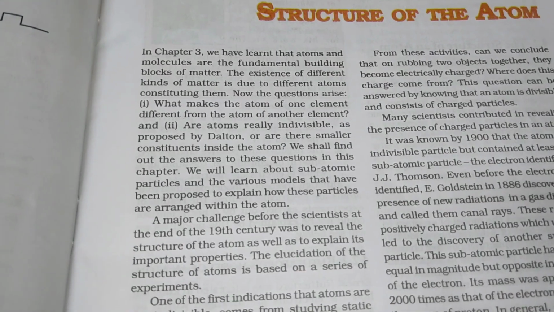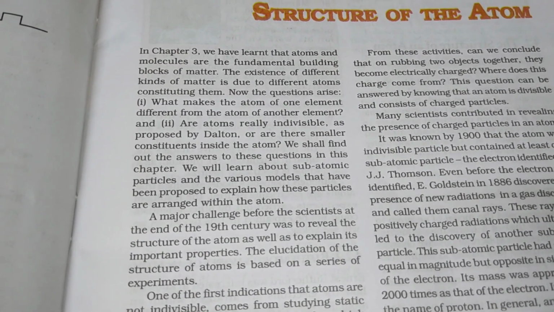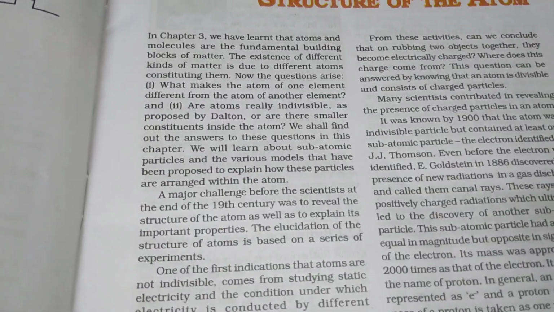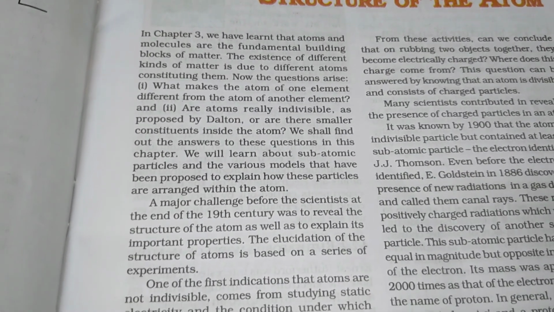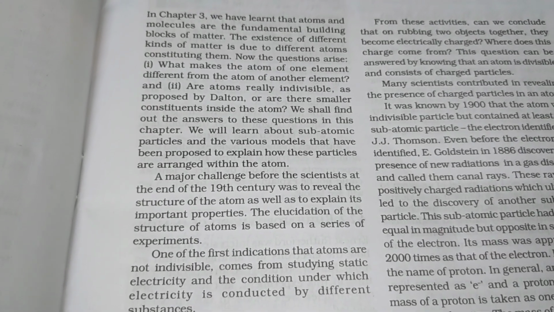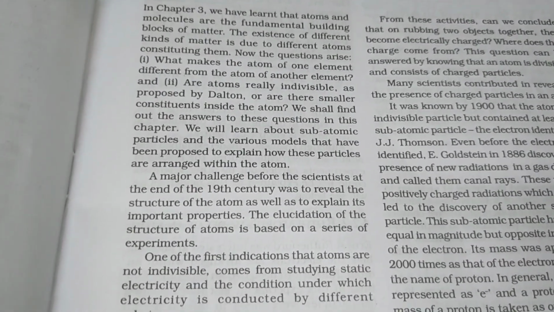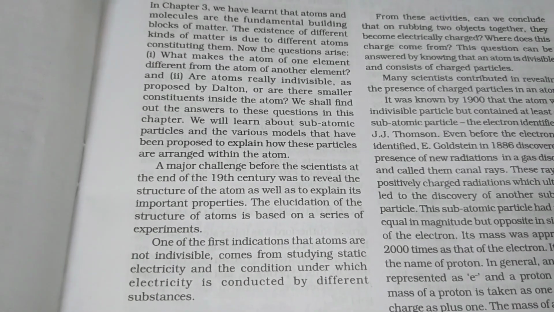We already read that the existence of different kinds of matter is because of different types of atoms present in them. Now the question arises: what makes the atom of one element different from the other? How will one atom be different from the other? Are atoms really indivisible? Can we not divide the atom?